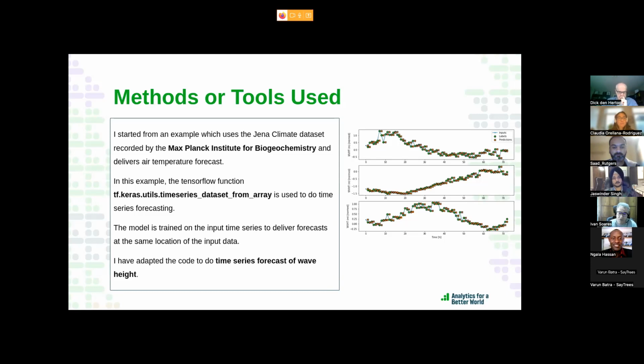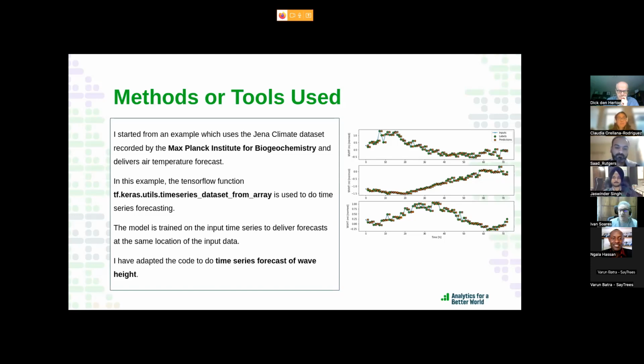And I have adapted the code to use another time series. I have a 1 year long time series observed by a NOAA buoy. I have wave height and other variables observed in this location during 1 year with time interval of 1 hour. And I'm using this to train a network to deliver forecast of wave height.